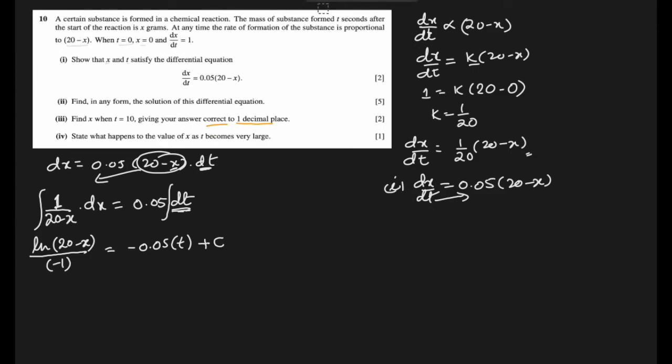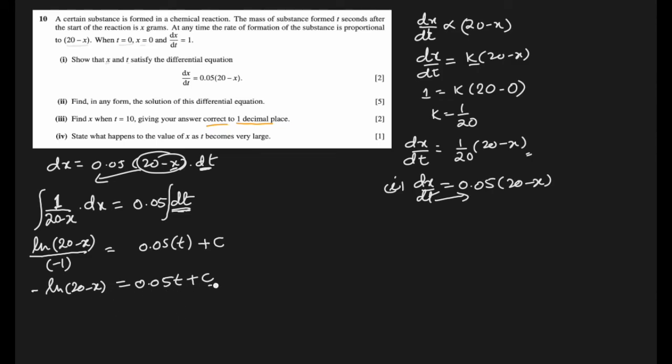Why negative? This should not be negative. Negative, we'll keep it here, right? So it becomes negative ln 20 minus x equal to 0.05 t plus c.